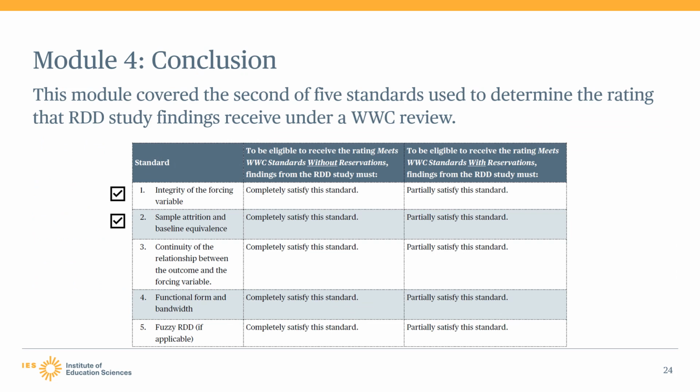Recall that there are 5 total standards that determine an RDD study findings research rating. You are now familiar with 2 of the 5 standards. The next module in the training series will focus on the 3rd standard, which relates to the continuity in the relationship between the outcome and forcing variable in RDD studies.